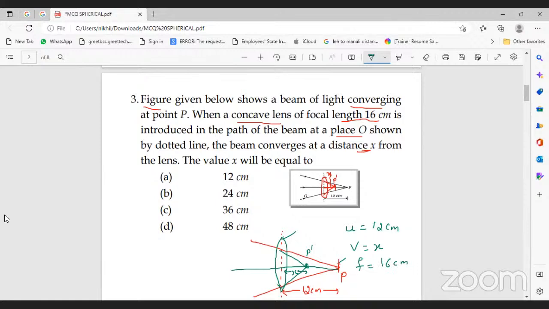Now, what is your lens formula? 1 by F equals 1 by V minus 1 by U. Focal length is 16. Since it is a convex lens, it should be a positive value. 1 by V minus 1 by object distance, is it minus 12 or plus 12? It is plus 12 only. Why plus 12? Incident ray is acting in this direction. Object distance is also measured in the same direction, right?